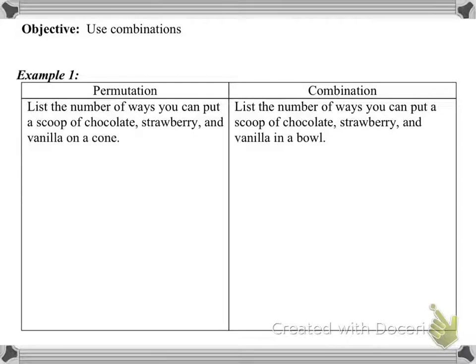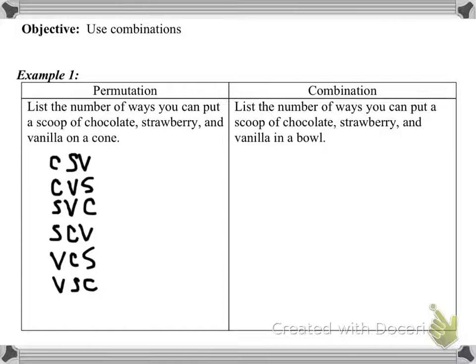Today we're going to talk about combinations, but let's go back and remember what you learned yesterday. Permutation. When you list out all the ways that you can scoop ice cream on a cone, these are the ways that we can stack up those ice creams. If you count, this one has 6 ways that you can do this.